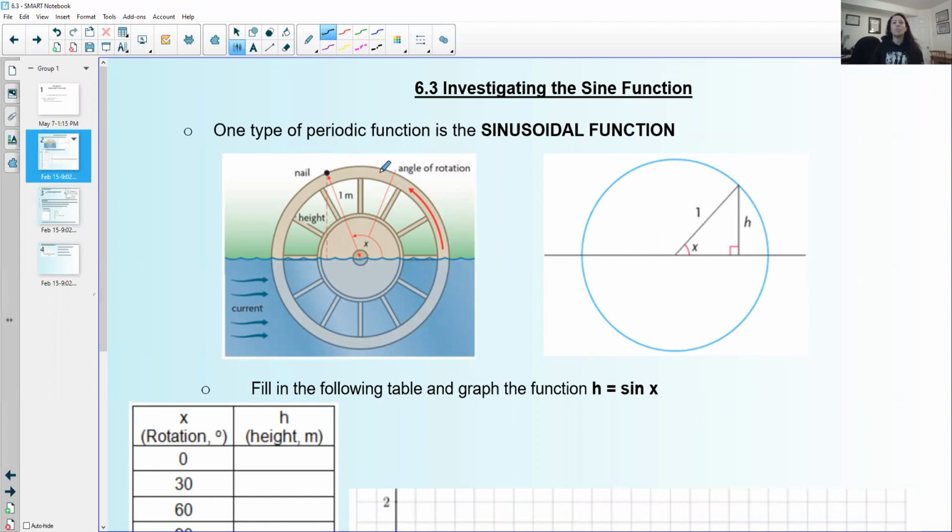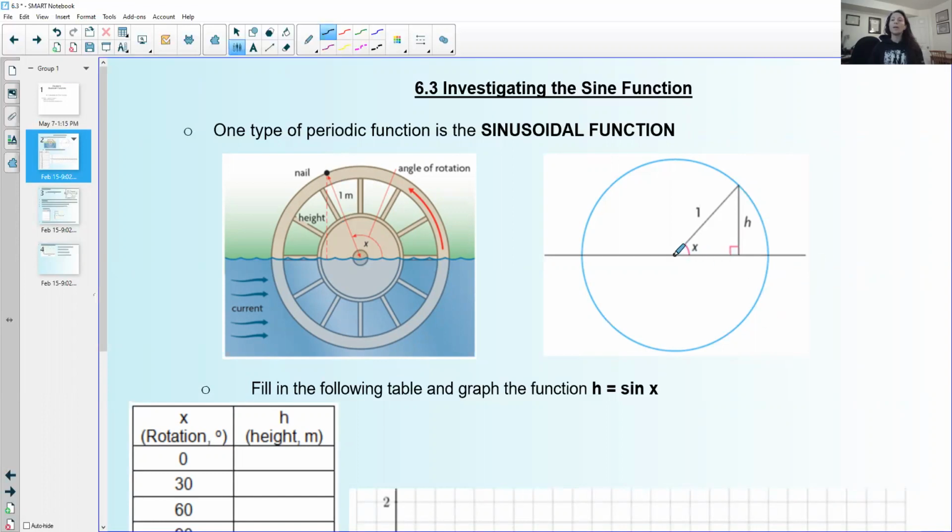So I want you to picture a wheel, like a water wheel, in the water, and there's a nail on the wheel. And as the wheel spins, this nail is going to go down below the water and come back up above the water and then back down and back up. If I were to simplify this wheel, you could imagine that the water level would be my x-axis. The center of the wheel would be right here, and you could imagine the y-axis going up and down as well. So this would be the origin of our Cartesian plane. And we're going to force the wheel to have a radius of 1. That's just going to make our lives a little bit more simple when we're graphing.